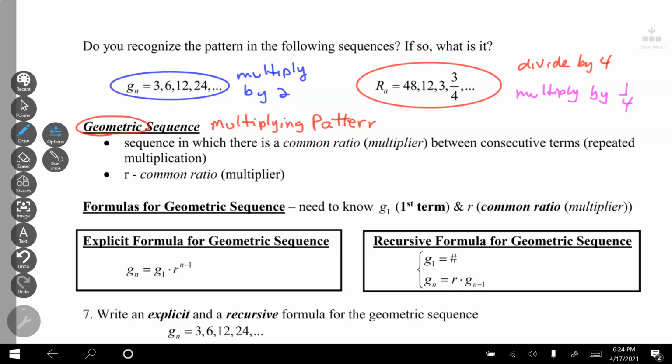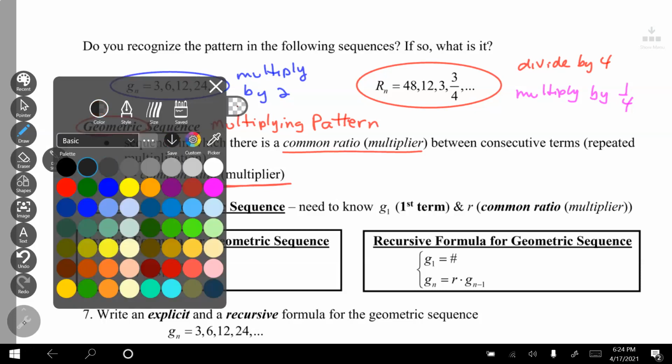Arithmetic begins with an A. It's adding. Multiplying, it's geometric. It's got an M right there in the middle. It is a sequence with a common ratio, or what we call a multiplier between consecutive terms. And that R value is what we're going to use for that common ratio or that multiplier. It is important to figure out what the multiplier is, not if it's dividing, what it's multiplying by.